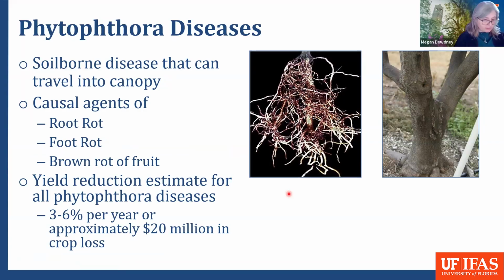We do know that yield reduction prior to HLB for all Phytophthora diseases was 3 to 6% per year, or approximately 20 million in crop losses. It's really hard to assess how much Phytophthora is causing crop loss now, but it's certainly one of the stressors on our groves.